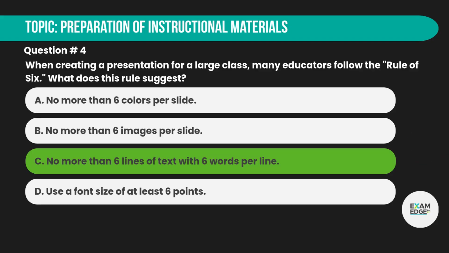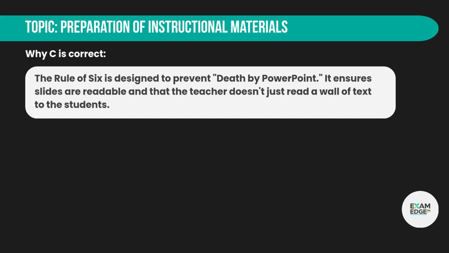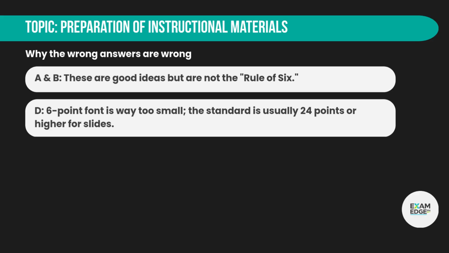Correct answer: C. No more than 6 lines of text with 6 words per line. Why C is correct? The rule of 6 is designed to prevent death by PowerPoint. It ensures slides are readable and that the teacher doesn't just read a wall of text to the students. Why the wrong answers are wrong?